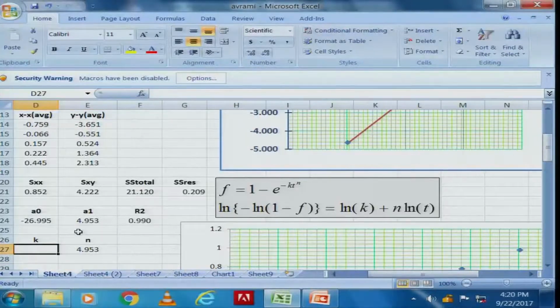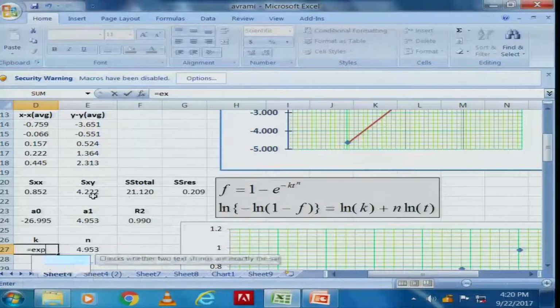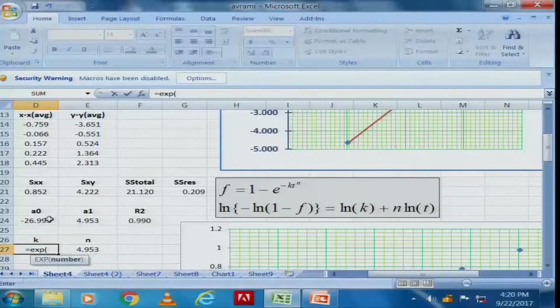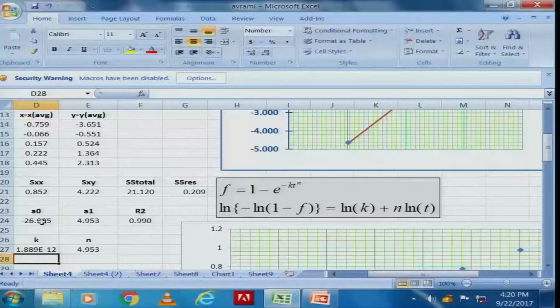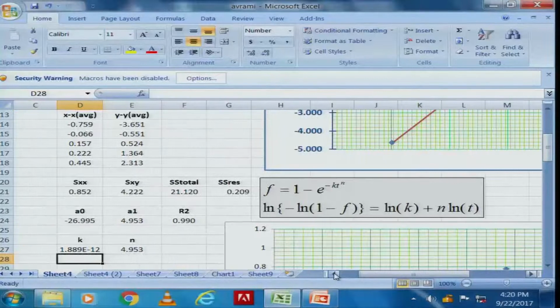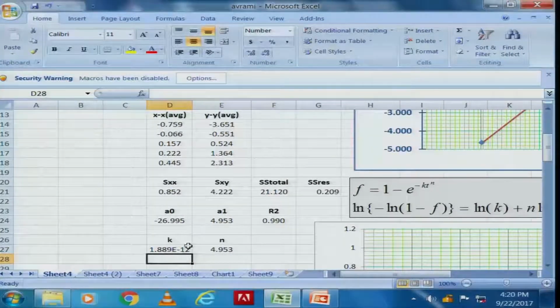Let us try and see what should be the value of the parameter K in the Avrami equation. Well, the intercept A naught is natural log of K, and hence K is equal to exponential of A naught. So, I will just have to put this function exponential of A naught, which is the value given in cell D24, and I get an Avrami parameter K to be of the order of 10 to power minus 12.